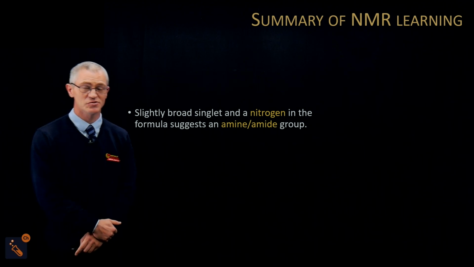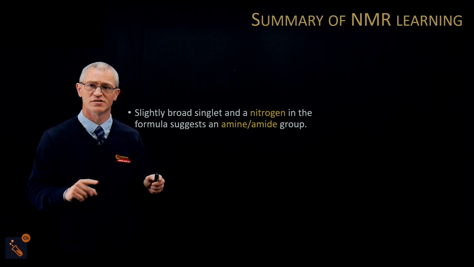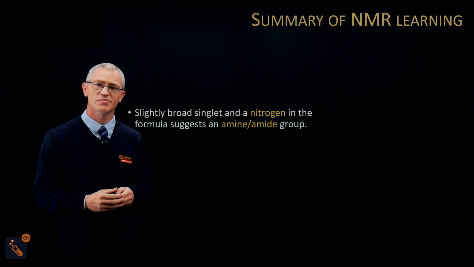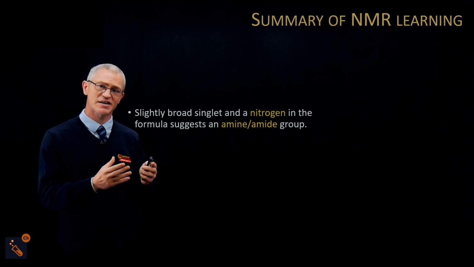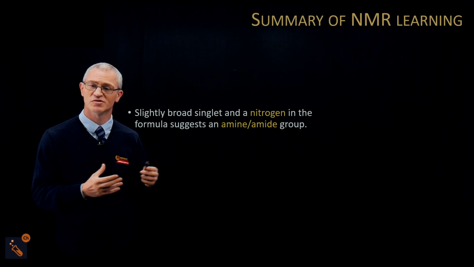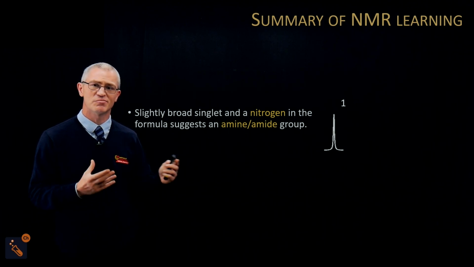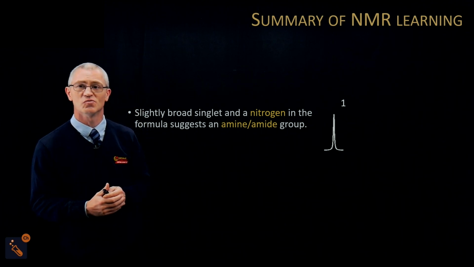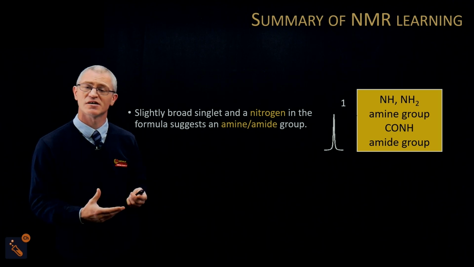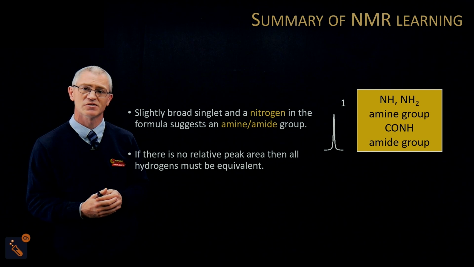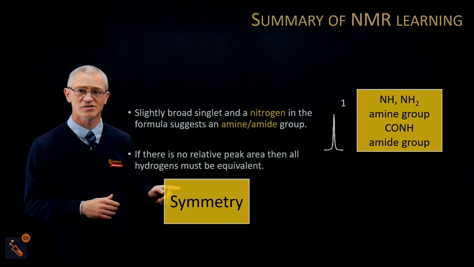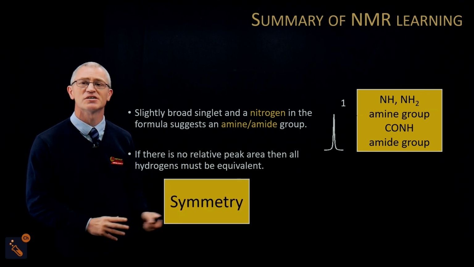For amines, normally you would get a slightly broad singlet, and depending on whether it was NH or NH2, you'd have a 1 or a 2 by it for your relative peak area. But that can also indicate, for example, an amide, because an amide would also give a similar peak for the proton on the nitrogen. A broad peak with a 1 by it would be an NH. So look for these little singlets for amine groups and amide groups. We also had an example with no relative peak area, which means all the hydrogens must be equivalent. So the big thing is to look for symmetry. You've got to have something that is symmetrical.